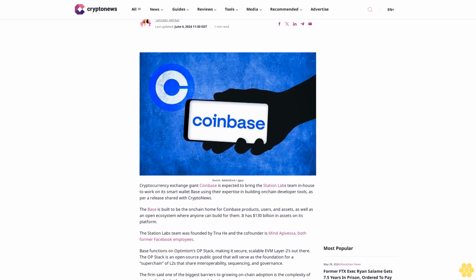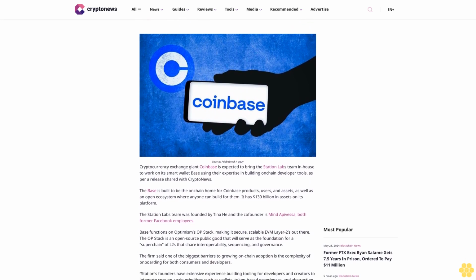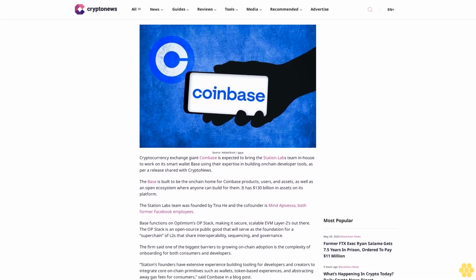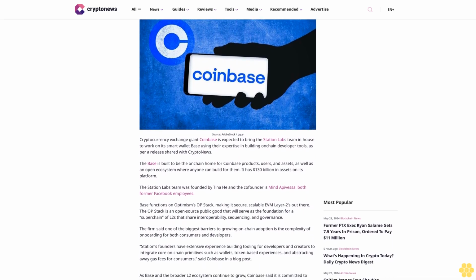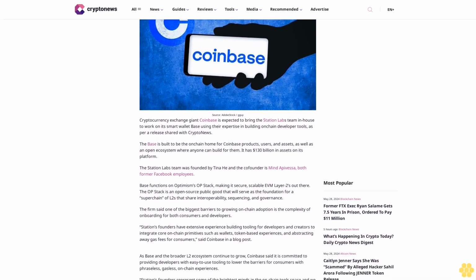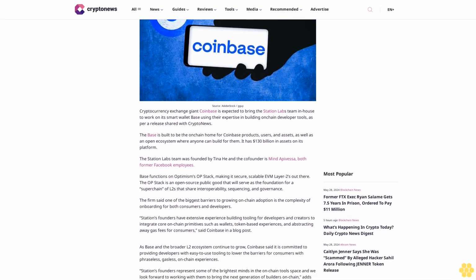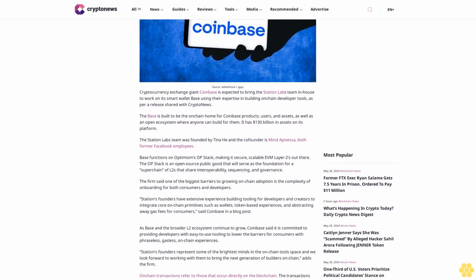Source: AdobeStock/gguy. Cryptocurrency exchange giant Coinbase is expected to bring the Station Labs team in-house to work on its smart wallet Base, using their expertise in building on-chain developer tools, as per a release shared with CryptoNews. Base is built to be the on-chain home for Coinbase products, users, and assets, as well as an open ecosystem where anyone can build for them. It has $130 billion in assets on its platform.